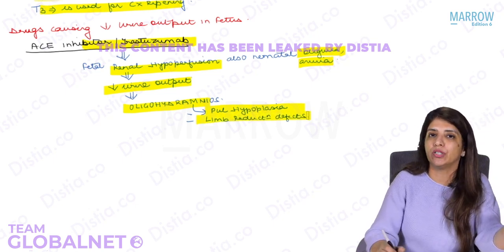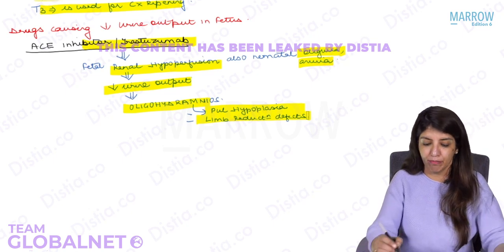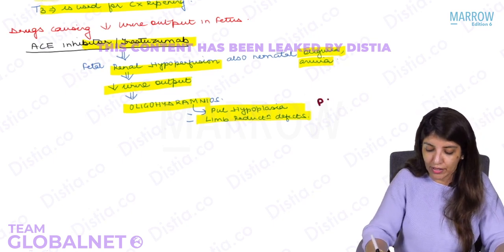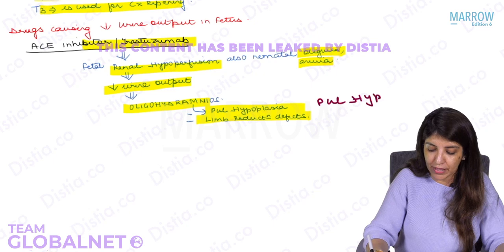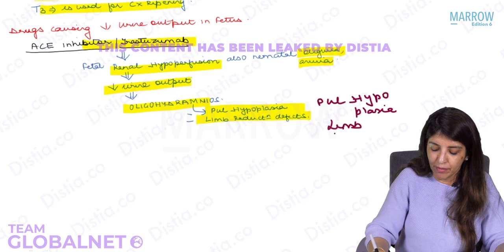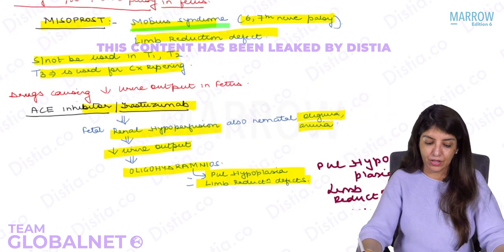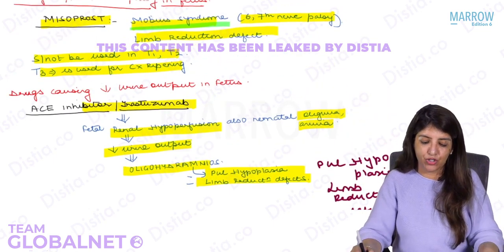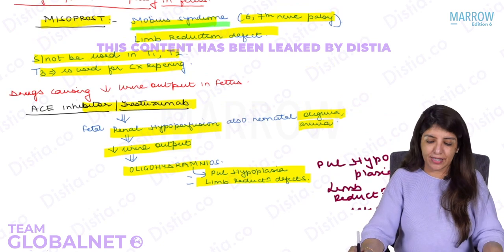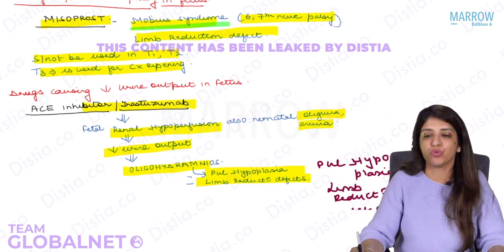Oligohydramnios can lead to pulmonary hypoplasia. It can lead to limb reduction defects. So it can lead to pulmonary hypoplasia and it can lead to limb reduction defects. Right? So we have drugs which lead to decreased urine output, ACE inhibitors and trastuzumab.